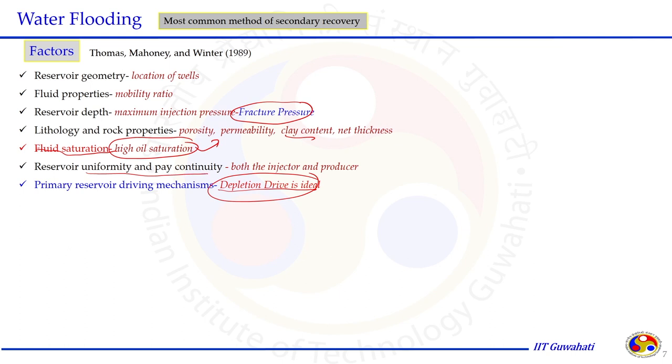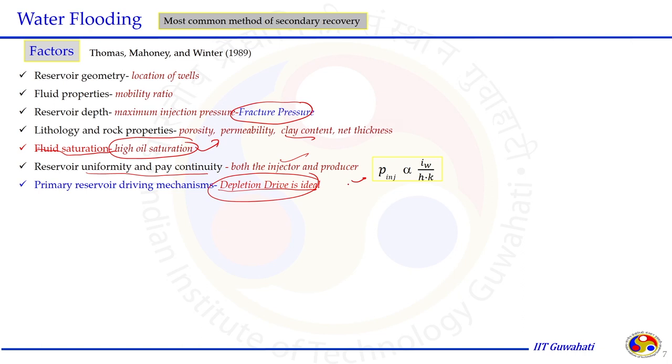Of course, the uniformity and the pay continuity are also important both for the injector and the producer. What are the types of porosity and permeability near the injection well as well as the production well? In general, the pressure of the injection of the water is defined by this proportionality relationship. If you want to inject more water, so the injection rate should be high, the injection pressure will also be high. If the reservoir domain has a less permeable region near the well bore, then the injection pressure should be high to inject the same amount of water, and there is a similar proportionality with the pay zone thickness. So P_inj is the water injection pressure, I_w is the water injection rate, h is the net thickness, and k is the absolute permeability of the reservoir domain near the well bore.